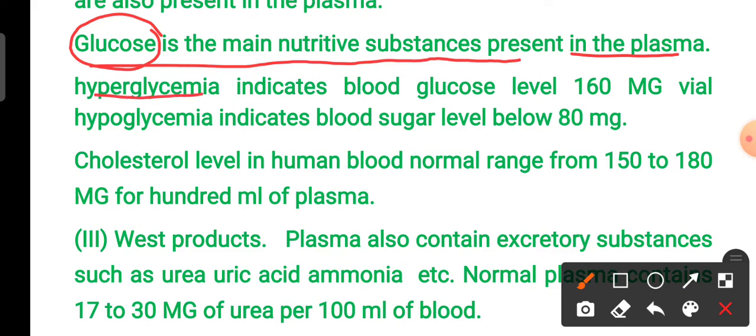So hyperglycemia indicates blood glucose level, यानी जबकि हमारा जो blood glucose level 160 mg से ज़्यादा होता है तो इस बीमारी को कहते हैं hyperglycemia. और hypoglycemia इसको भी एक बीमारी कहते हैं जबकि हमारा blood glucose level 80 mg से कम होता है.